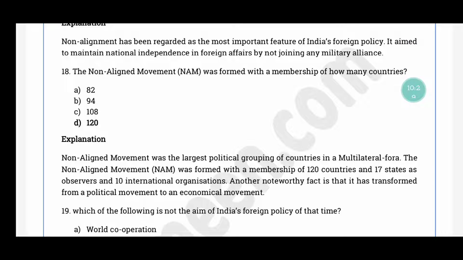Question number 18. The non-aligned movement was formed with the membership of how many countries? The correct answer is option D, 120. The non-aligned movement was the largest political grouping of countries in multilateral fora. Initially, its membership was 120 countries, 17 states as observers and 10 international organizations. Another noteworthy fact is that it has transformed from a political movement to an economic movement.